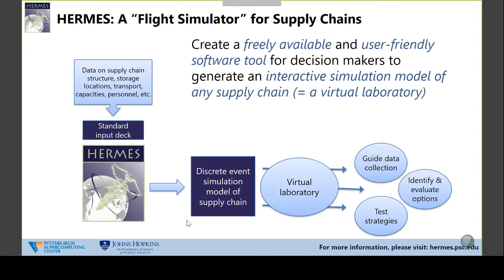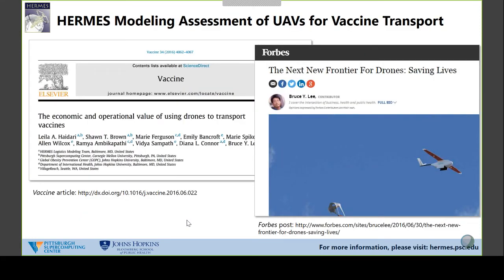So we used our Hermes modeling tool to make a simulation model of a vaccine supply chain in the Gaza province in Mozambique. For this study, we looked at one province in Mozambique, but we did a range of sensitivity analyses to look at what conditions would make it optimal to use drones to deliver vaccines instead of trucks or motorbikes, and what the potential cost savings might be.